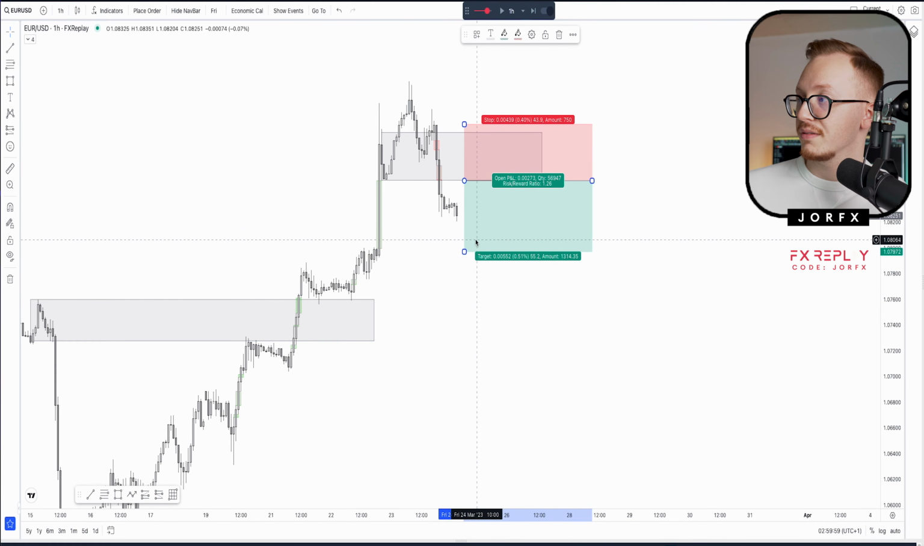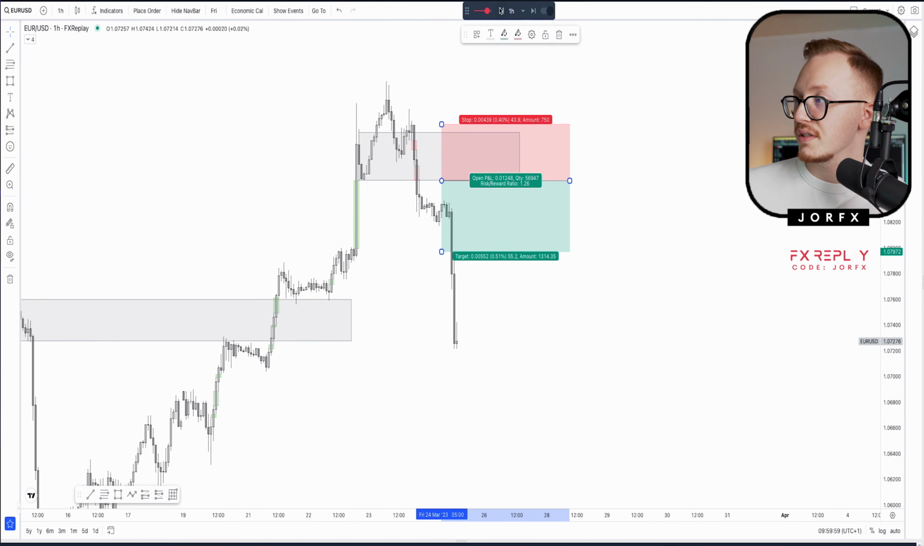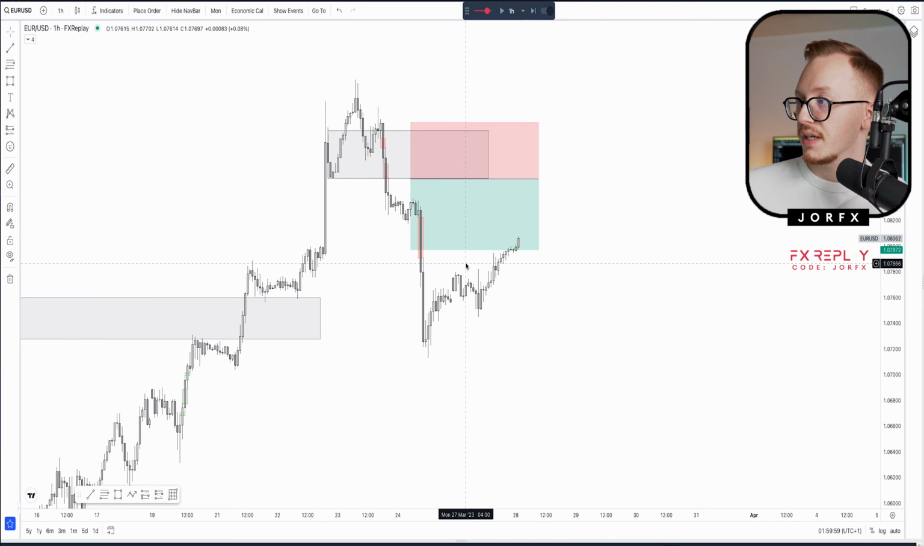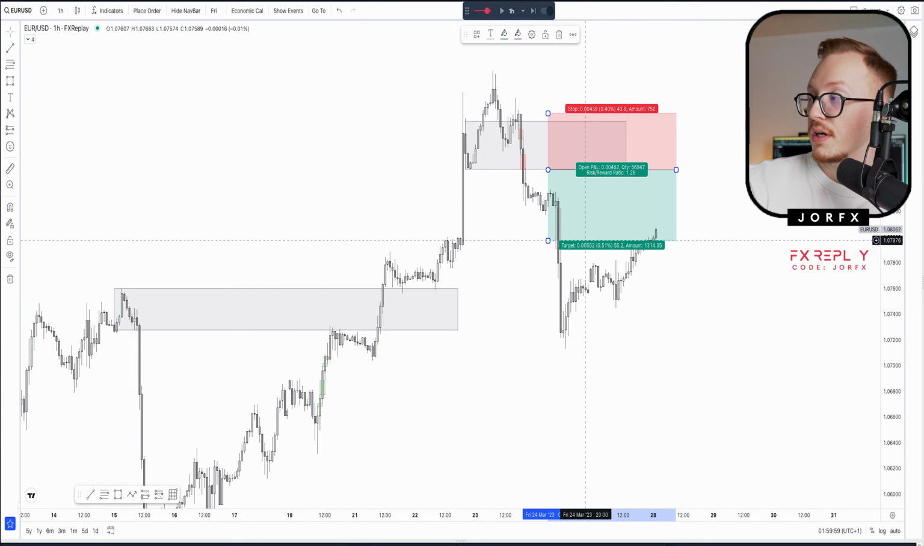Targeting this order block right here. It's a 1/1, so I wouldn't say it's worth it to take it. Let's see if it is going to play out. It did not in our case, but that's okay. We also had a lot more room to the downside, so that's cool.